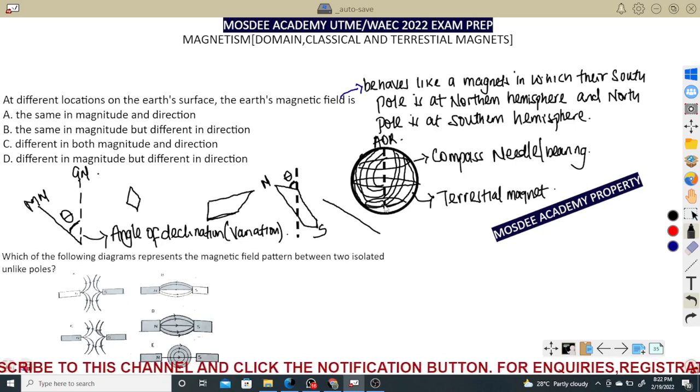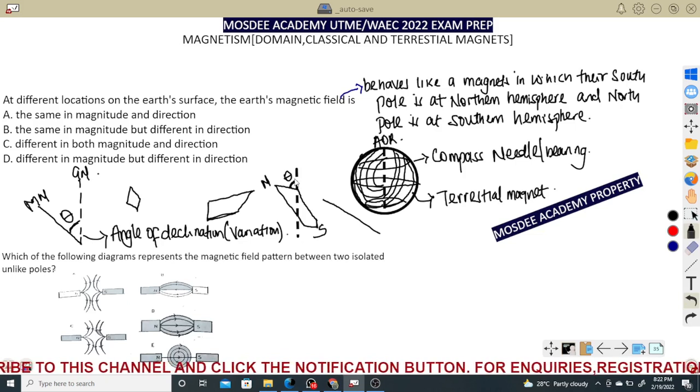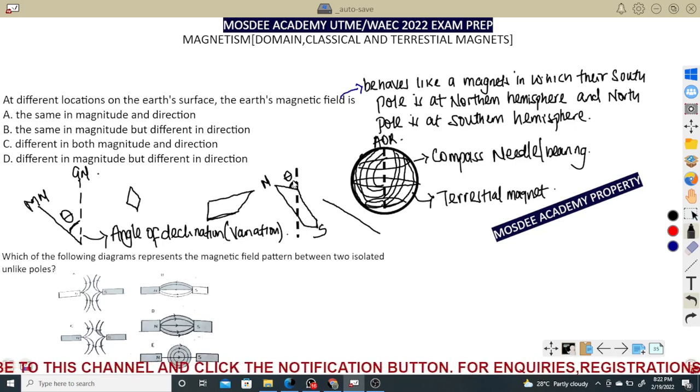Now, in that sequence, I want to bring another definition, which you also need to learn, or you might have studied in your junior classes. We define another property, which we call the angle of dip. Now, the angle of dip is defined as the angle between the Earth's magnetic field and the horizontal.